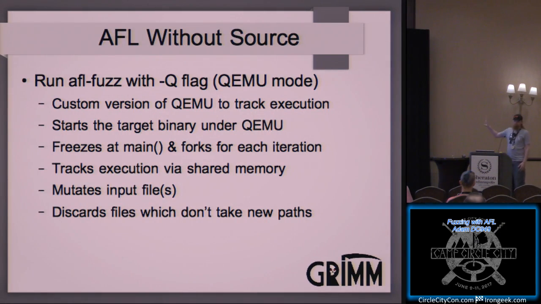So that was all with source. What if you don't have source? What if you're fuzzing RAR, for example? It's a closed source binary on Linux, and it does file compression again. If you run it with the -q flag, everything's the same. You don't compile it because there's no compilation step, and you just use the -q flag for running in QEMU mode, and then everything works exactly the same, except it's running in your custom QEMU emulator instead of running natively. So it's a little bit slower, but it does the same fork process. It tracks via shared memory. It's all the exact same stuff.